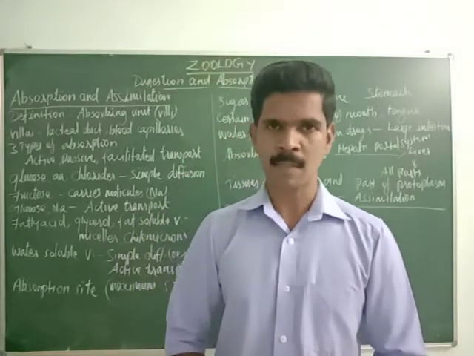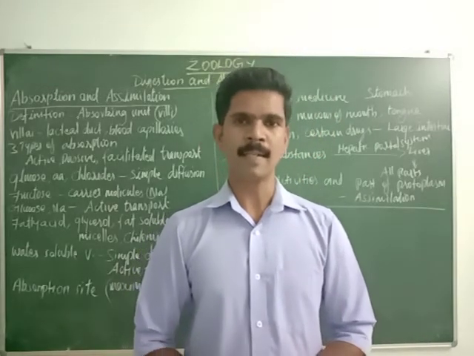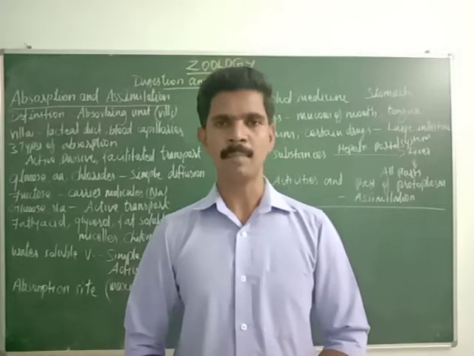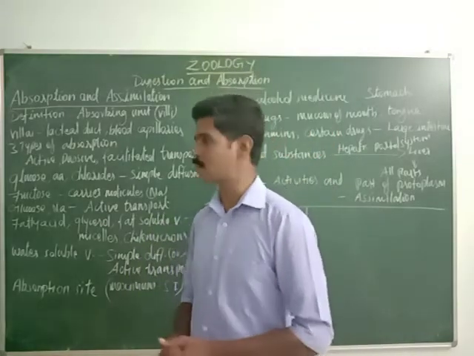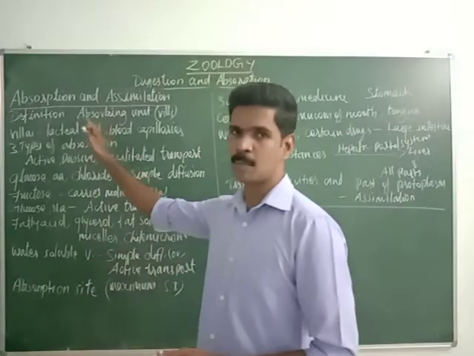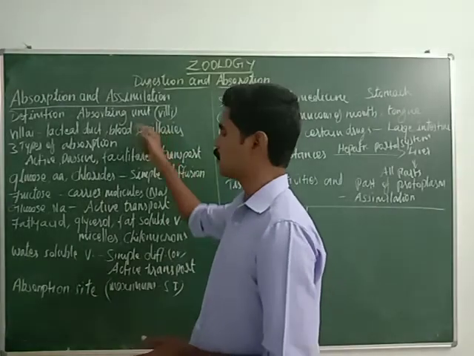So this process is called absorption. Absorption is a process by which the end product of digestion enters the blood and lymph through the intestinal mucosa. Sorry, it is called absorption, not digestion. So now we have studied the definition for the word absorption. Next, the absorbing unit.